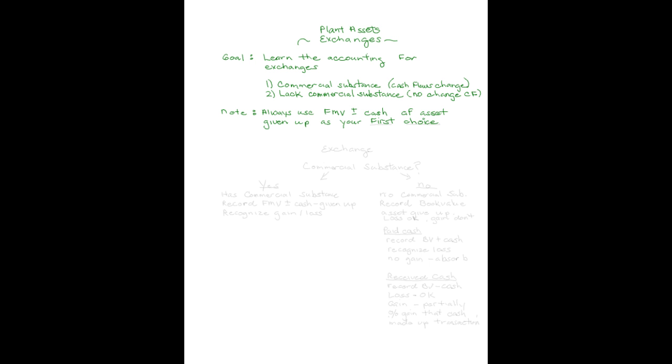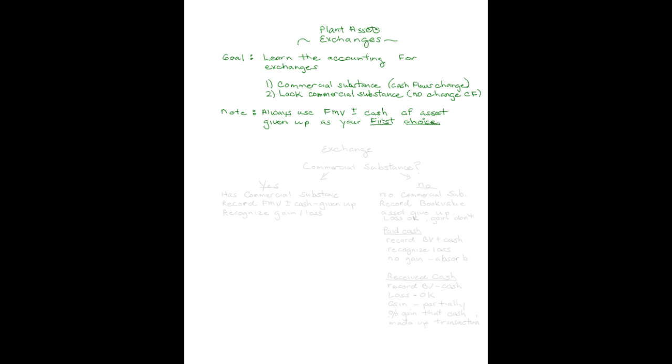I'd like to note right now at the beginning that we always use the fair market value, plus or minus any cash we might have given or received, of the asset that we've given up as our first choice in the accounting for exchanges. If we don't know the fair market value of the asset we've given up, then you can use the fair market value of the asset you received. But your first choice is always the fair market value of the asset given up. So, let's look at some exchanges.